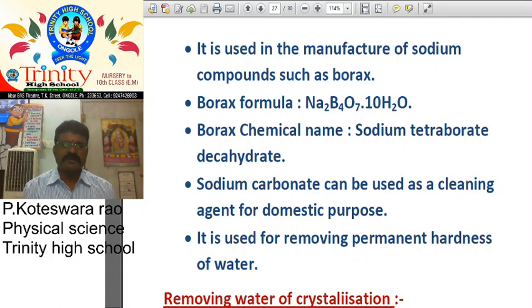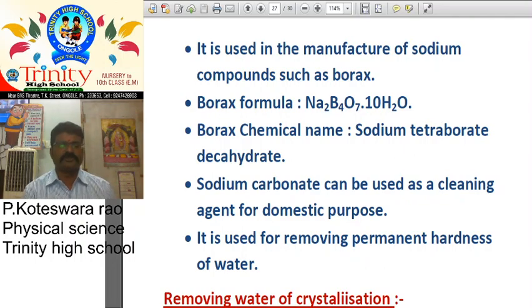Washing soda, sodium carbonate, how is it prepared? We already told: heating of baking soda and recrystallization of sodium carbonate gives washing soda. Na2CO3 plus 10H2O gives Na2CO3·10H2O. It consists of 10 water molecules.